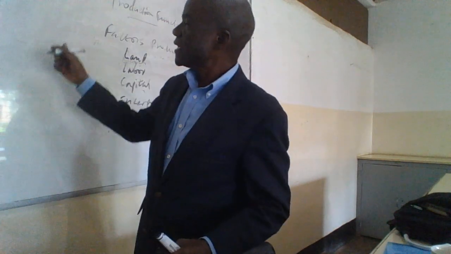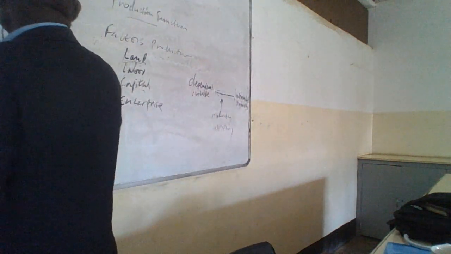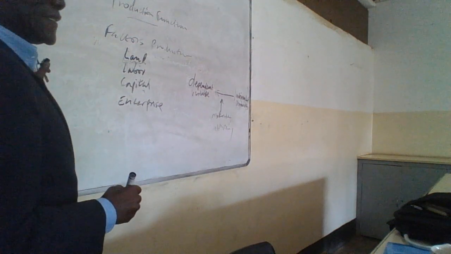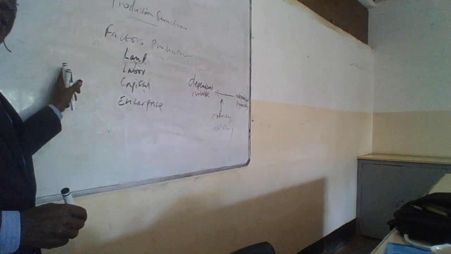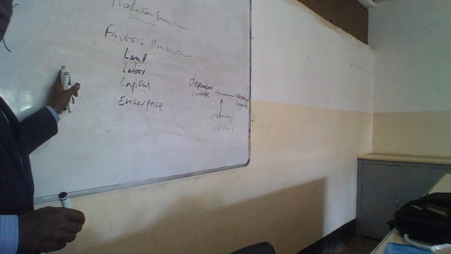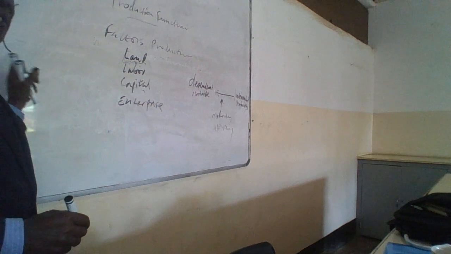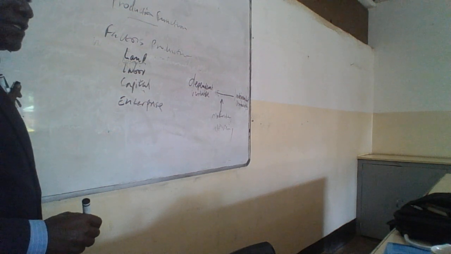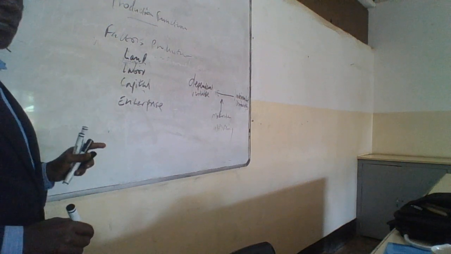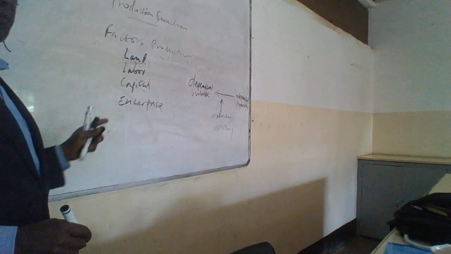the production function can actually be expressed in this way. Now, since this is output, on the other side we have to find the independent variables. Because production function is a technical relationship. The output is a function of inputs. Output depends on the inputs.